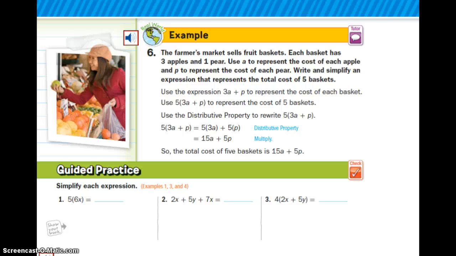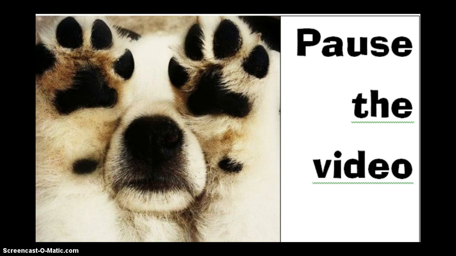All right, in the word problem, we have a farmer's market selling fruit baskets. Each basket has 3 apples and 1 pear. Use A to represent the apple and P for the pear. Write and simplify an expression that represents the total cost of 5 baskets. So we have 5 on the outside, and the inside we have 3A plus 1P, 3 apples and a pear. And we have 5 baskets each. So again, we do the owl. 5 times 3 is 15, and they're apples, plus 5 times P is 5P. So in the basket, we know we have 15 apples and 5 pears. All right, get the guided practice done. See you soon. Pause the video.